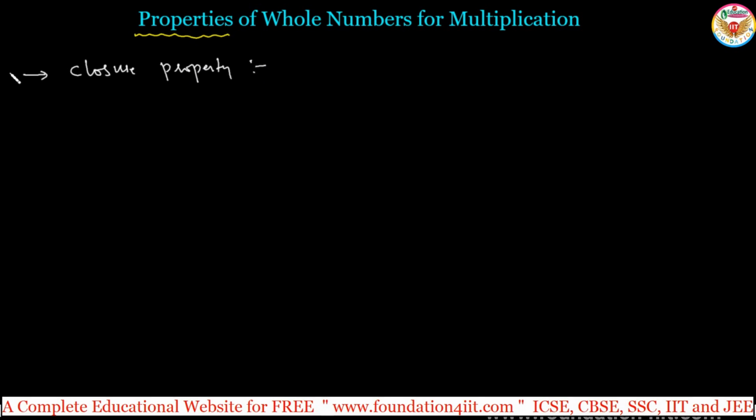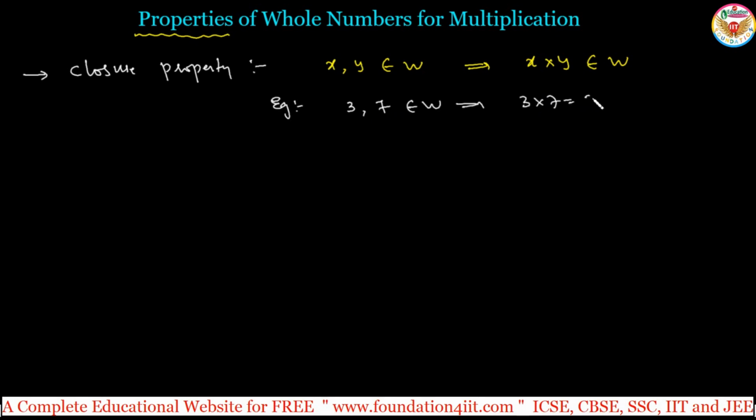According to the closure property, if x and y are two whole numbers, then x into y is also a whole number. Right? If x, y belongs to the whole numbers, then x into y, or xy, you can keep the multiplication symbol, also belongs to whole numbers. Check any numbers of the whole numbers. This rule will exist. For example, 3, 7 belongs to whole numbers. Now 3 into 7, so 21 is also a whole number. So closure property exists for this.